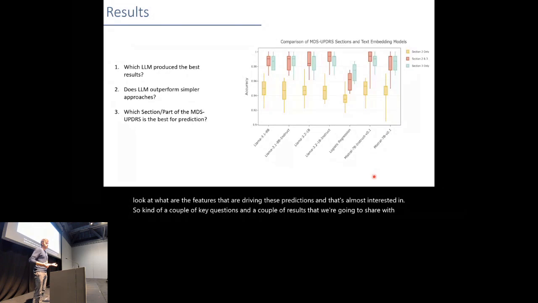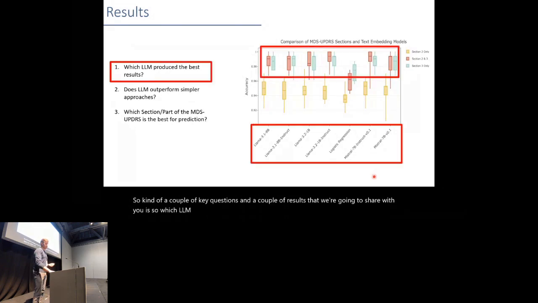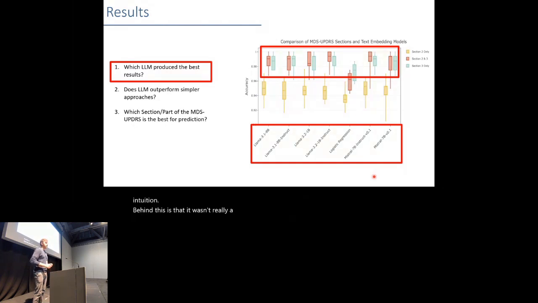Which LLM performed the best? And really, as you can see, all LLMs performed equally well. The intuition behind this is that it wasn't really a difficult embedding task. In this case, it was really simple. The symptoms for people who have Parkinson's disease are really clear compared with those who don't.